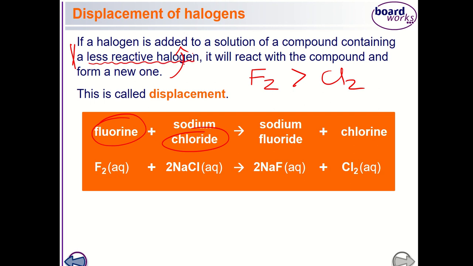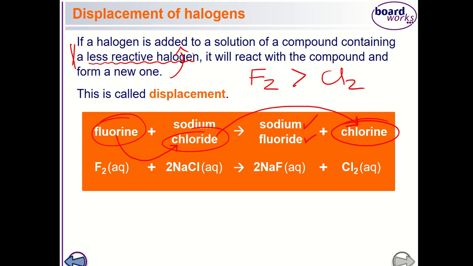Okay? So a reaction will happen, in other words. Displacement will mean that the fluorine will take the place of the chloride. So we can predict our products. Because fluorine is more reactive than chlorine, we get sodium fluoride. The chlorine is displaced, it is kicked out if you like, and we get chlorine.